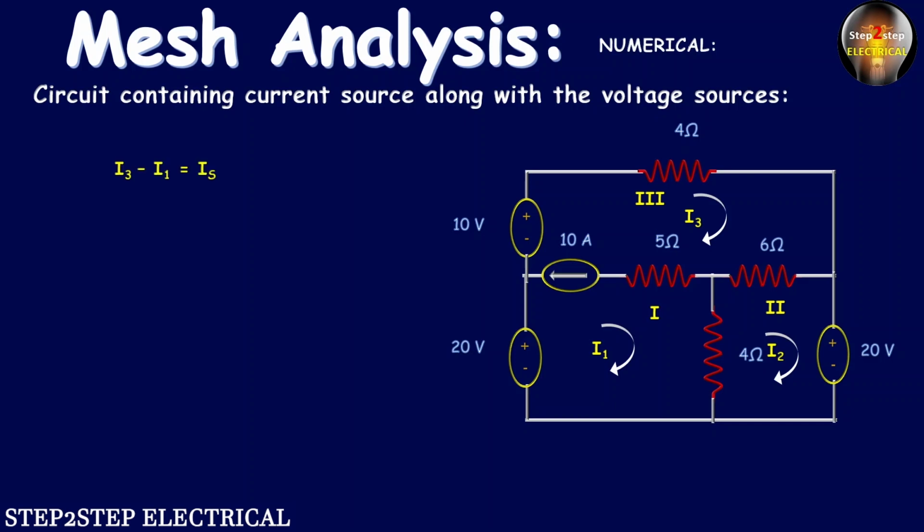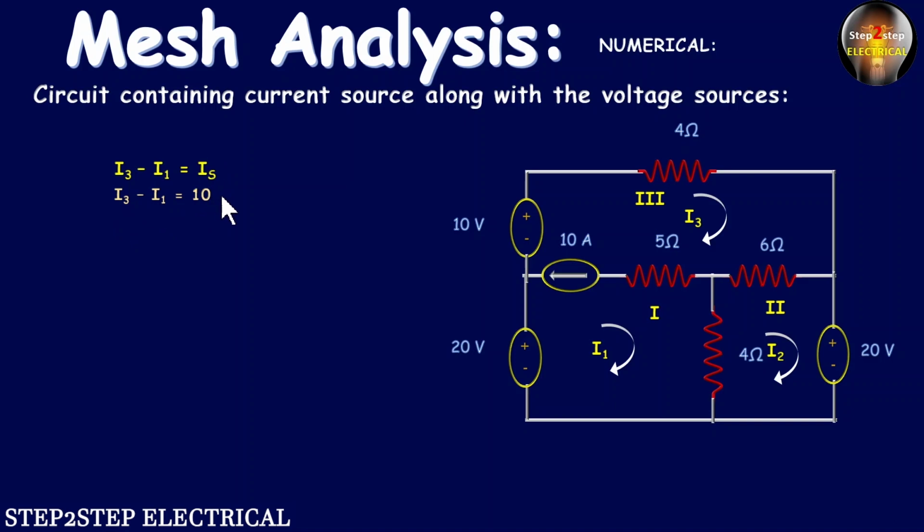and I3. So the very first thing that we will do is I3 minus I1 is equal to IS. Why I3 minus I1? Again here I want to say that the direction of the I3 current and the direction of the current through this current source are the same. That's why we can write I3 minus I1 is equal to IS.